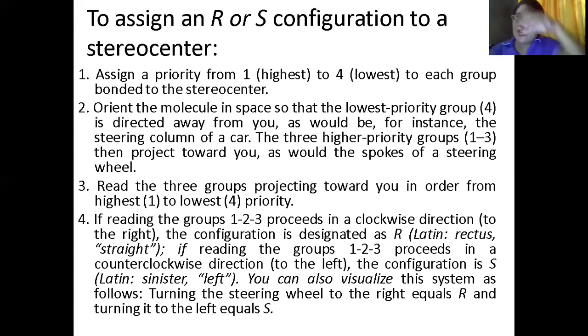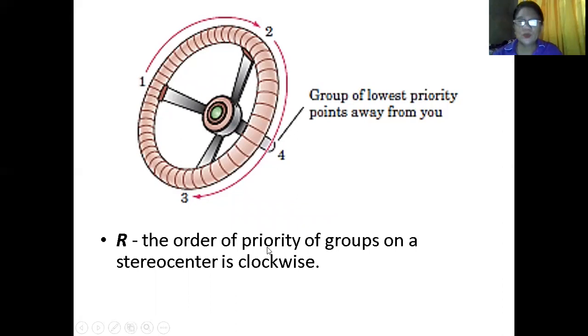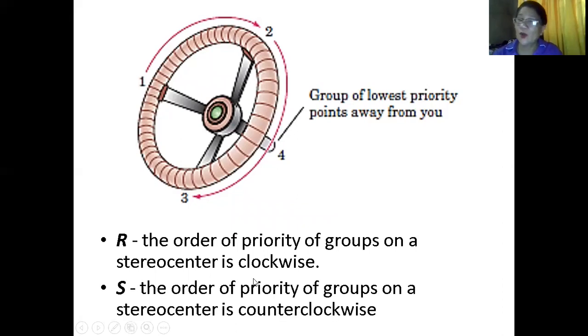Turning right is R. Turning left is S. Just think of the steering wheel, since there is a driver. Turning right is R, turning left is S. Okay, that's it. So R means the order of priority of groups on the stereocenter is clockwise. S means the order of priority of groups on the stereocenter is counterclockwise.